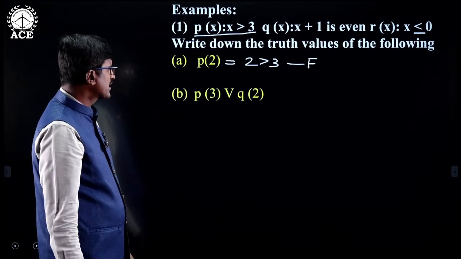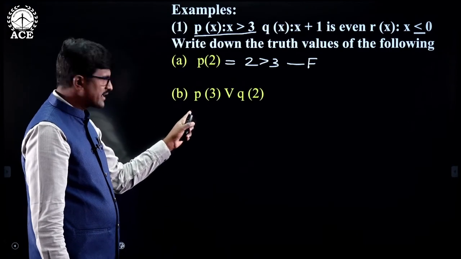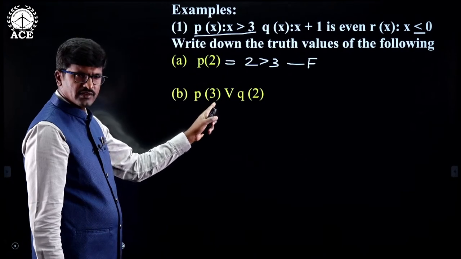Then, P of 3 or Q of 2. So, this is the disjunction of P of 3 and Q of 2.